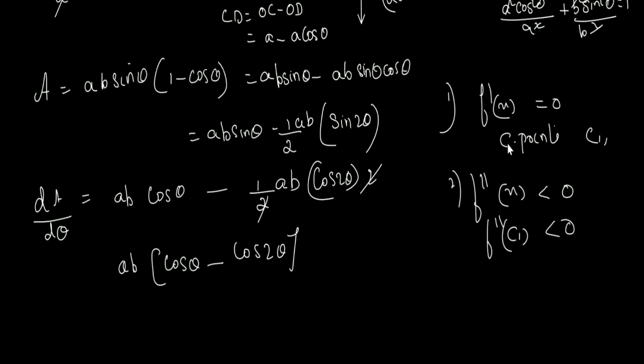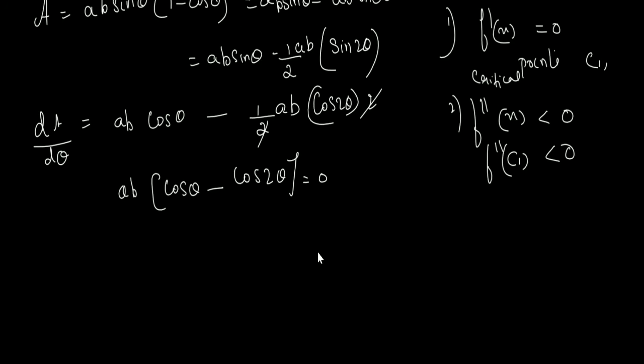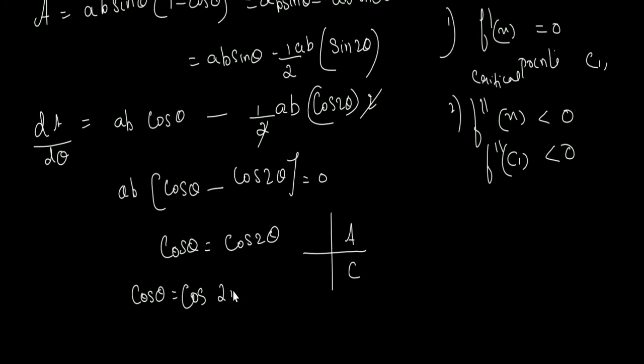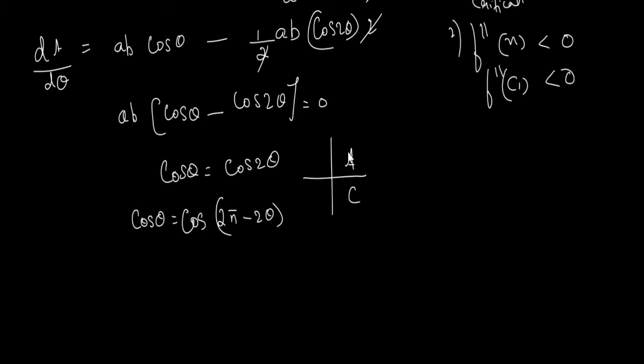So to find the critical points, we have to equate this to 0. So cos theta is equal to cos 2 theta. They are equal only in the first and fourth quadrant. So we can write cos theta is equal to cos of (2 pi minus 2 theta), since they are positive only in the first and fourth quadrant. So you can write theta as 2 pi minus 2 theta. So 3 theta is 2 pi. So theta is 2 pi by 3. So this is the critical point we got.